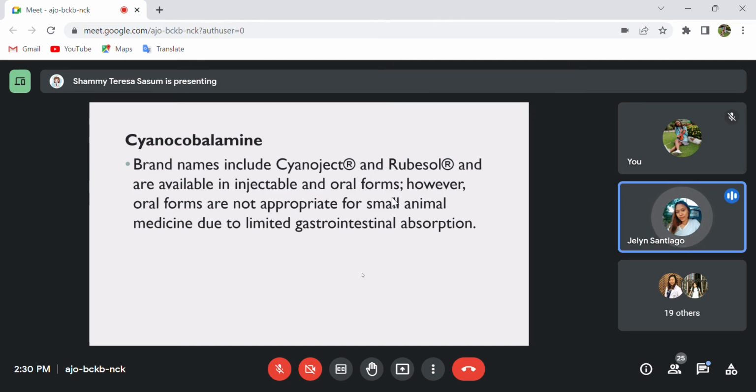Yung cyanobalamin, ginagamit siya sa cats and dogs. The brand names include Kynoject and Rubesol and are available in injectable and oral forms. However, oral forms are not appropriate for small animal medicine due to limited gastrointestinal absorption.